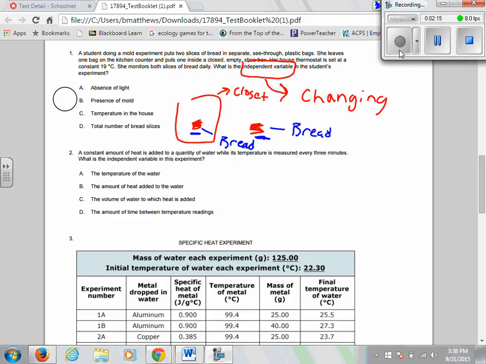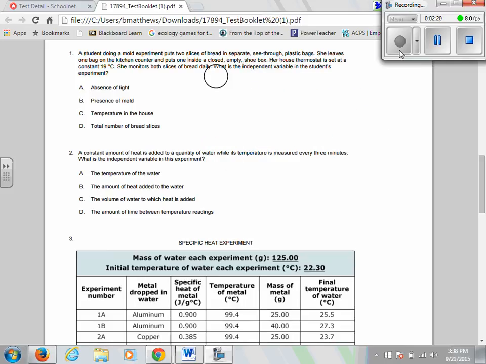I'll erase this. Number two is tricky in its wording. But again, it is an independent variable question. A constant amount of heat is added to a quantity of water while its temperature is measured every 3 minutes. What is the independent variable? So let's say we have a glass of water here, and another glass of water here. It doesn't really say that the quantity is even, but we'll go ahead and assume that the quantity is even in each. And then you're adding a constant amount of heat.